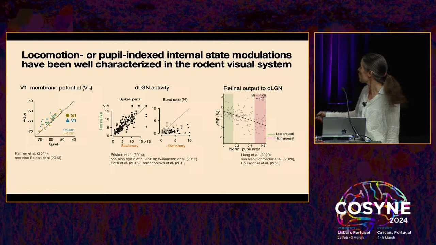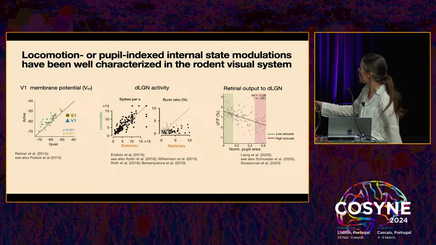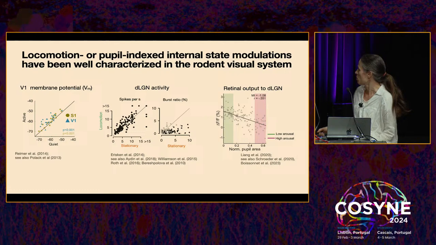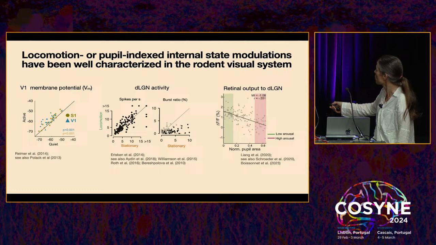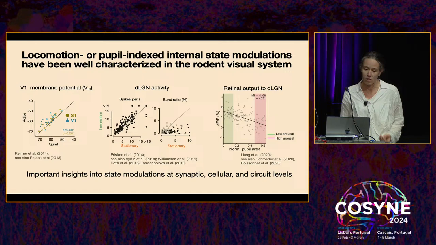So you can see here, as a function of normalized pupil area, the fluorescence in retinal boutons that come into LGN. You see that when the animal is in a low arousal state, so a small pupil, you have lots more fluorescence at the retinal boutons compared to when the animal is in a high arousal state and the pupil is large. So these studies and many more that are not cited here have delivered very important insights into state modulations at a synaptic, cellular, and circuit level.